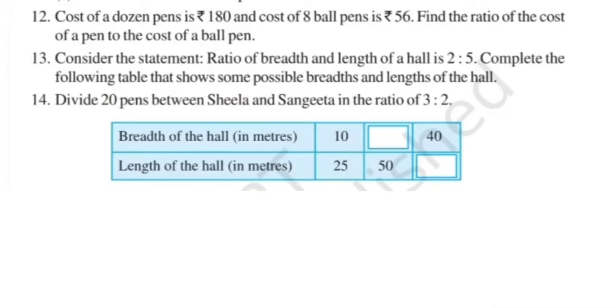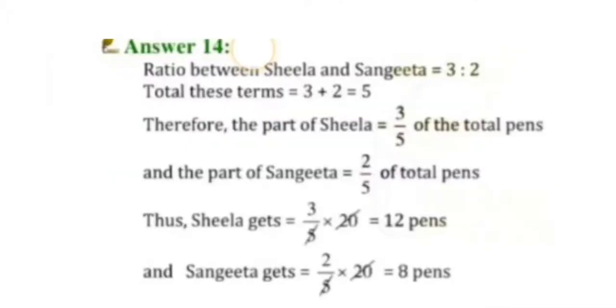Now see question number 14. Divide 20 pence between Sheila and Sangeeta in the ratio of 3:2. So let's see the solution. Here the ratio is given 3:2. So when we add, 3 plus 2 is 5. So the part of Sheila is 3/5, and the part of Sangeeta is 2/5. So Sheila gets 3/5 into 20, which means 12 pence, and Sangeeta gets 2/5 into 20, which means 8 pence.